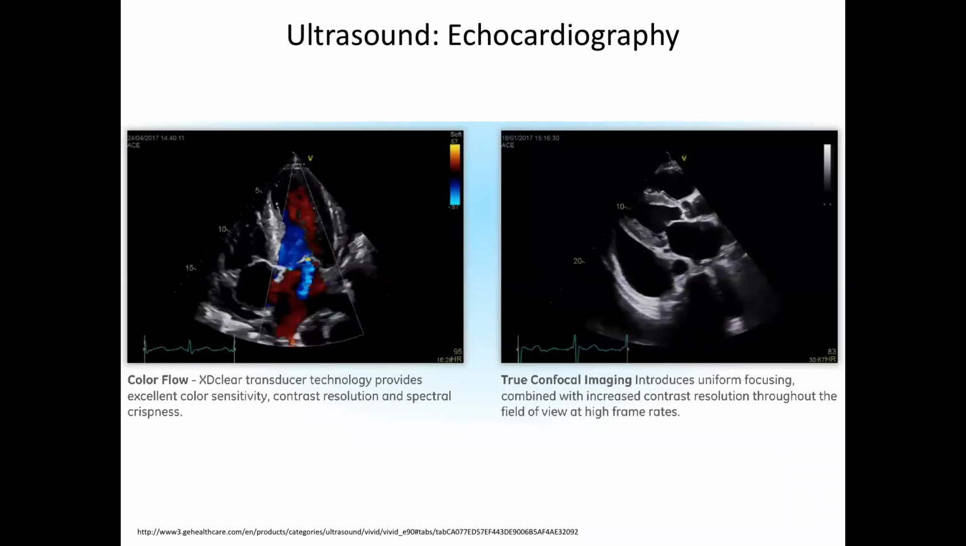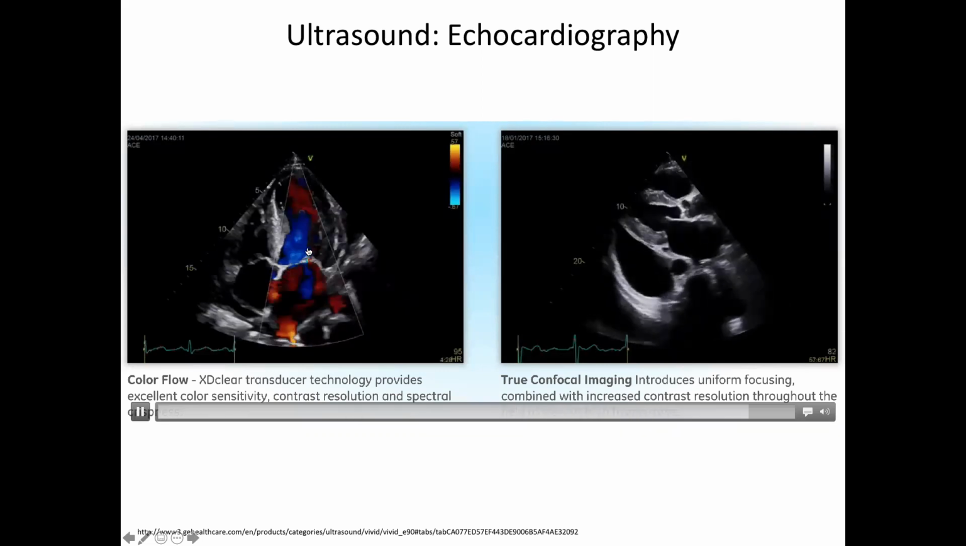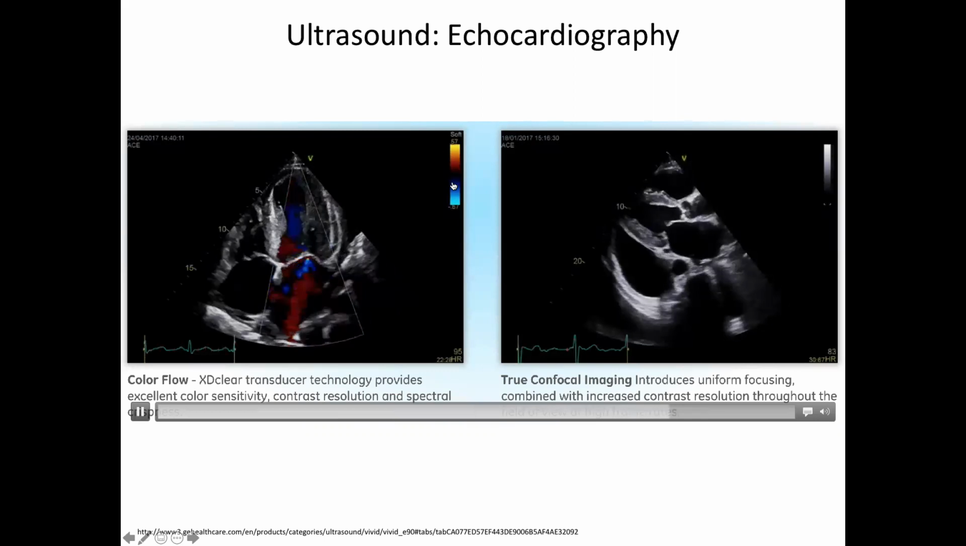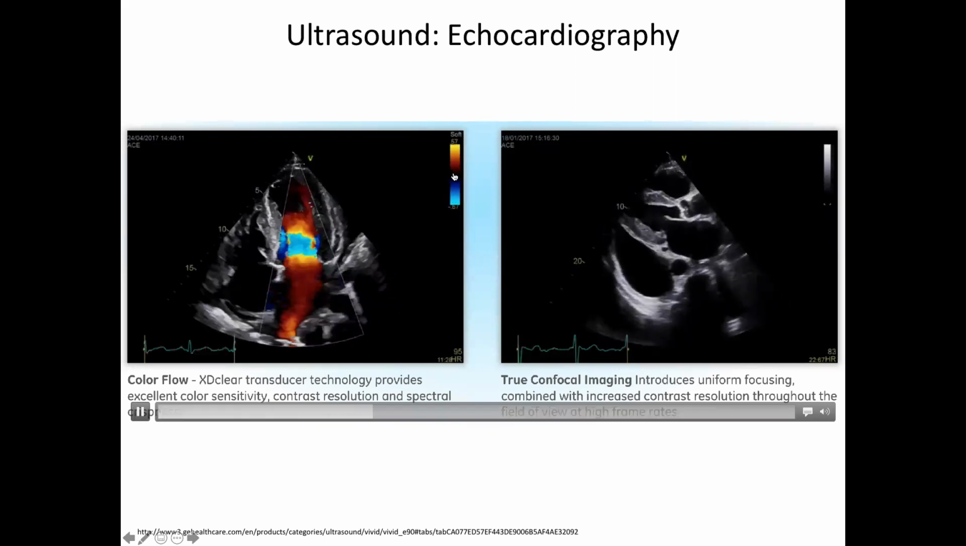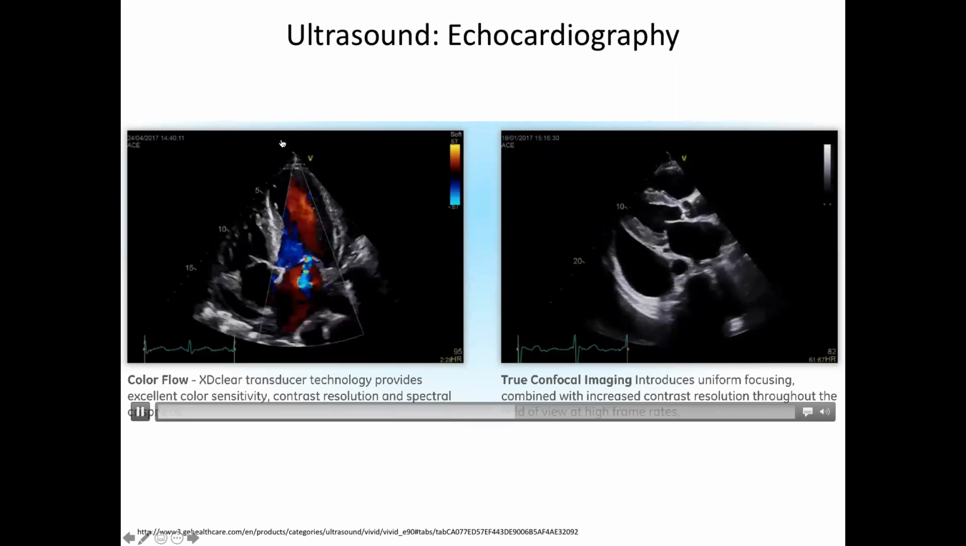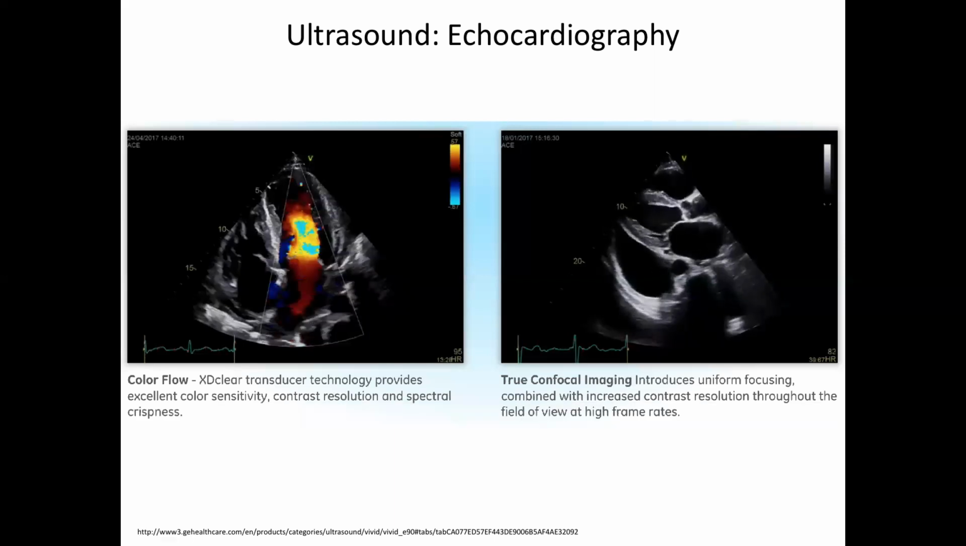So here, basically the yellow and red colors are things flowing towards the transducer here, right? And the blue color, black means there's no velocity. The blue color is stuff going away from the transducer. And here's where the transducer is in this patient. This is the apex of their heart here. So we've put it on their chest, and now we're listening to the echo signal.